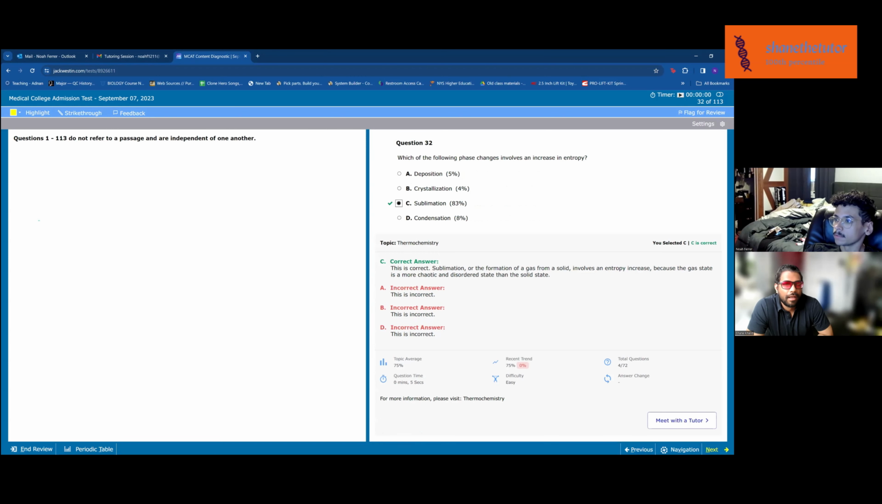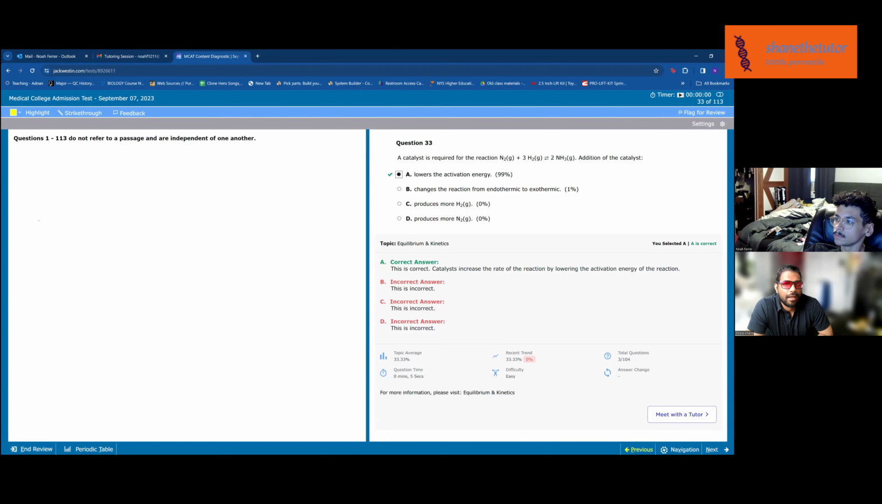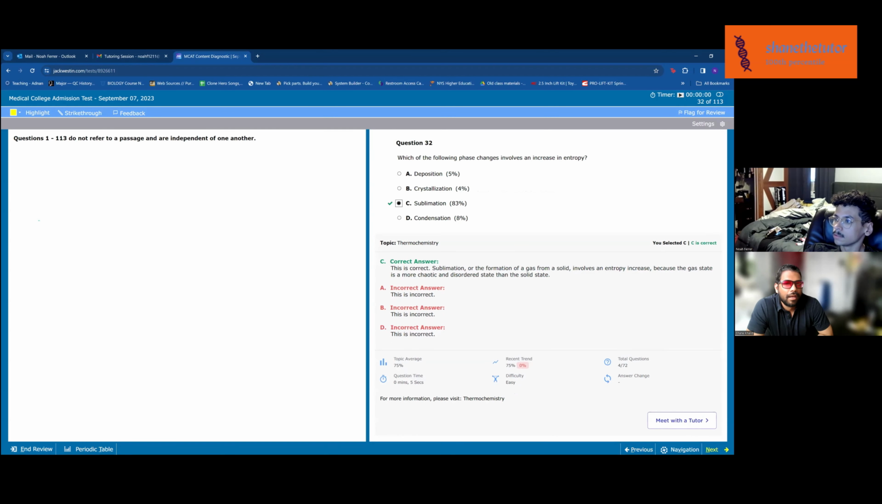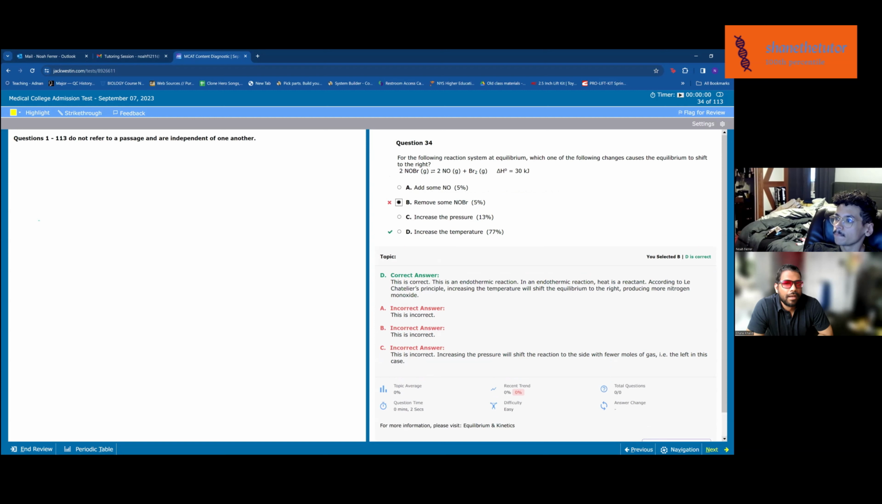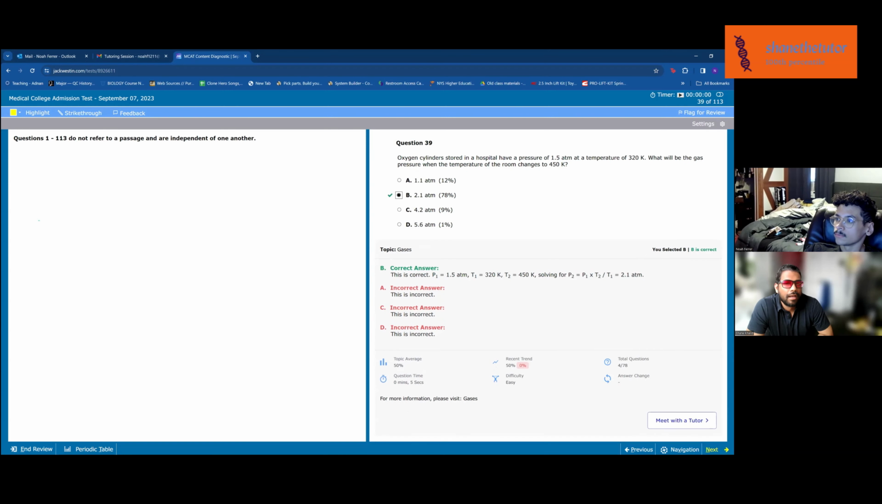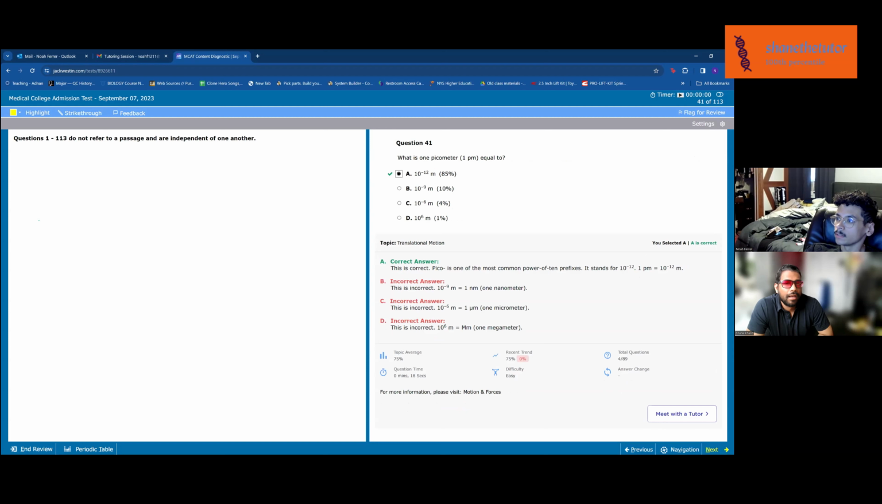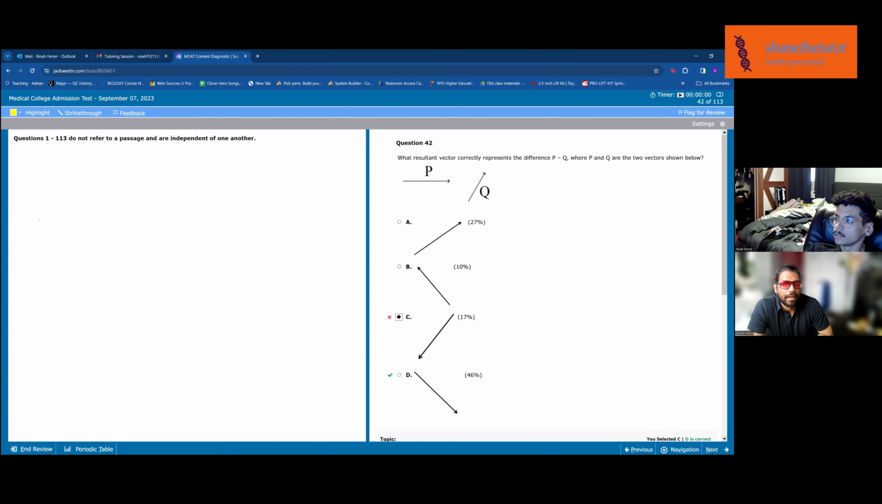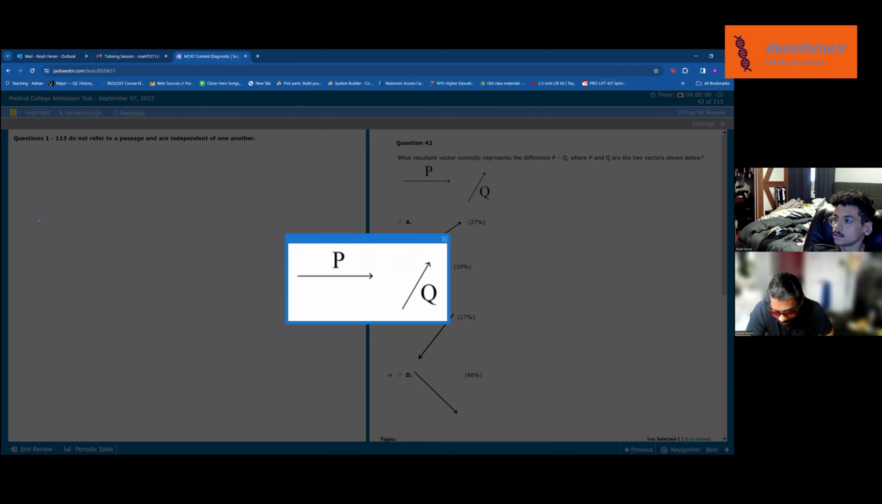Let me keep skipping through. Let's find the first physics question. Here's a physics question. What's the resultant vector represented as P minus Q, where P and Q are the two vectors shown below? Okay. So do you know how to add vectors?